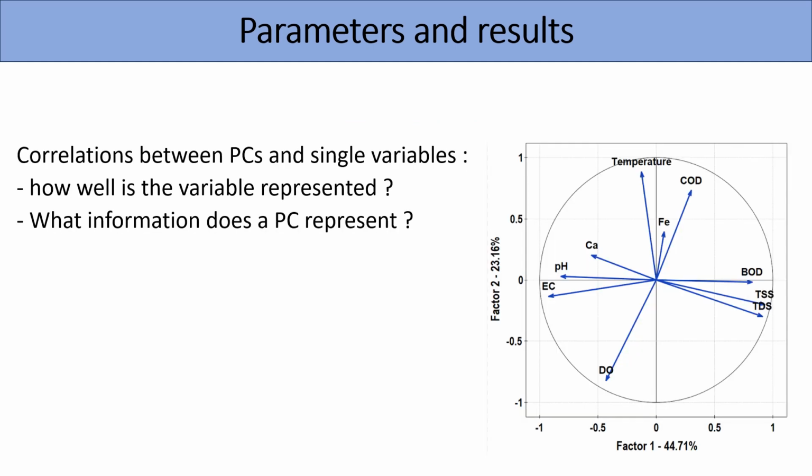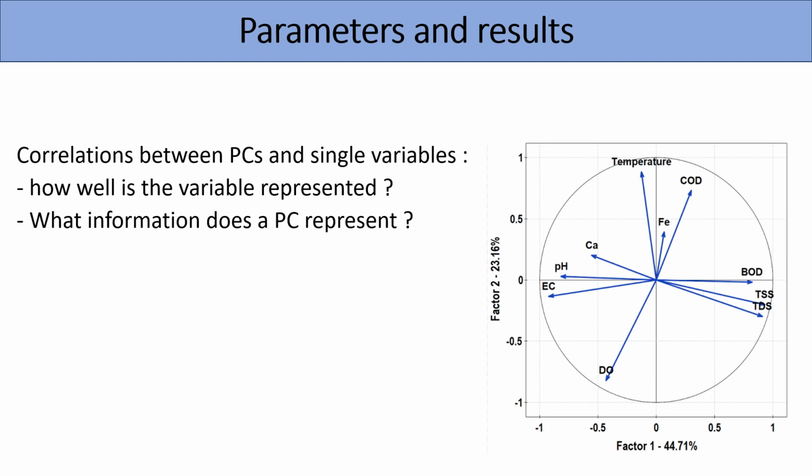Another aspect of PCA is that it allows us to see the correlation between the variables and the principal components. We can therefore estimate how well a variable is represented in the reduced dimensional space of principal components and estimate what kind of information a principal component carries in terms of variables. On the right, you can see a graph representing each variable as a vector whose coordinates in the reduced dimensional space are its correlation coefficients with the considered principal components.